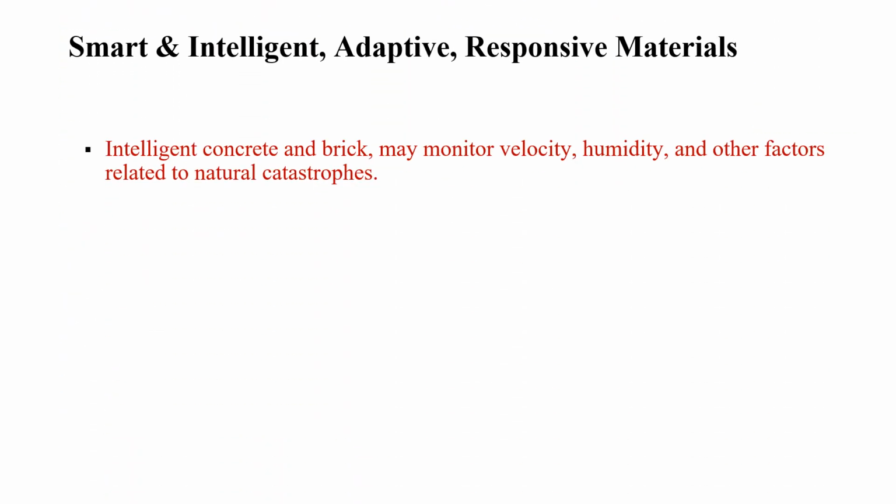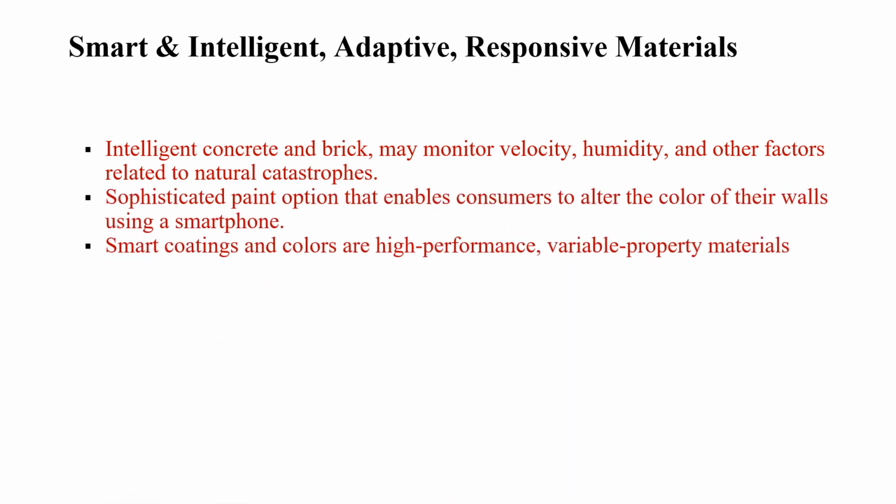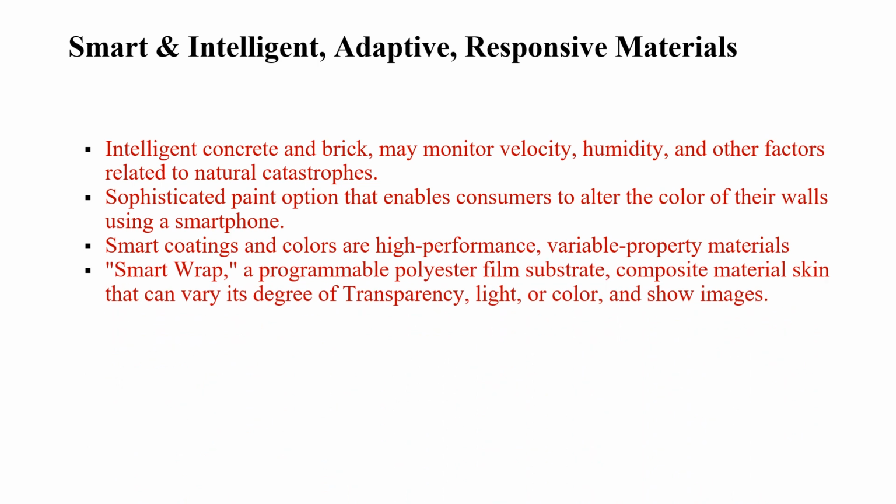In addition, intelligent concrete and brick may monitor velocity, humidity, and other factors related to natural catastrophes. Sophisticated paint options enable consumers to alter the color of their walls using a smartphone. Smart Wrap is a programmable polyester film substrate composite material skin that can vary its degree of transparency, light or color and show images.